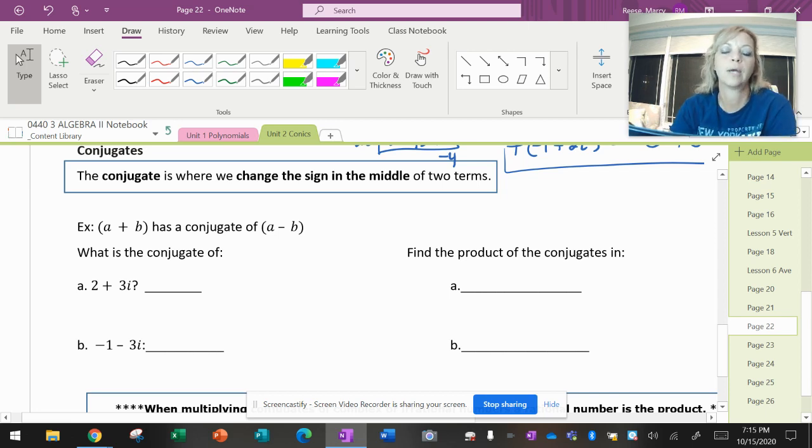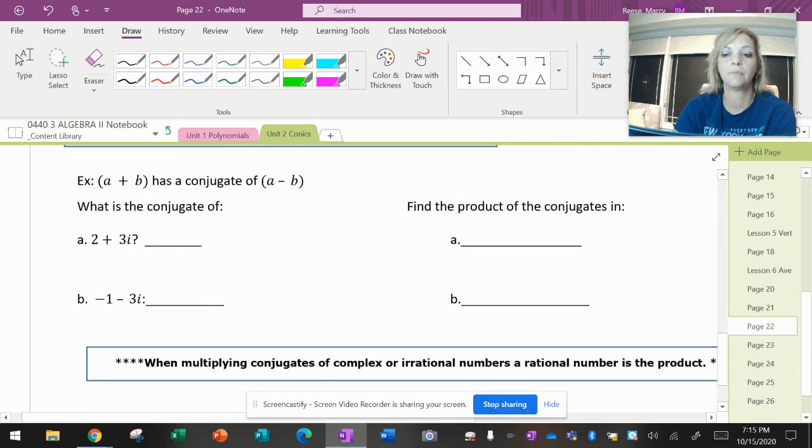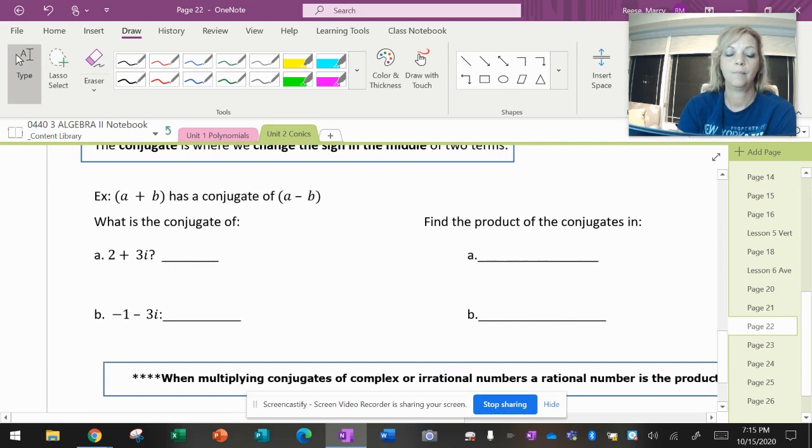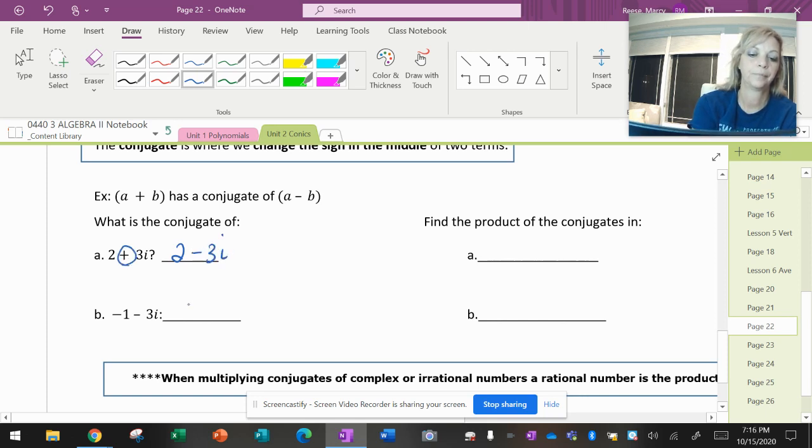Okay, conjugates. We did a little something with conjugates before. This is just a little reminder. A conjugate, remember, is where you take the inside term or the inside value and you change it. Not the outside, just the inside. So see those? Those are conjugates.